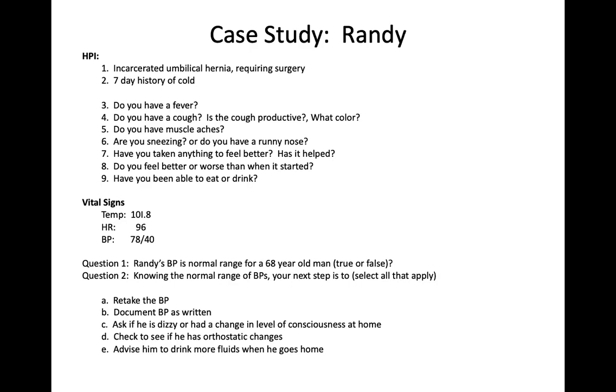Okay, so question 1, what blood pressure is a normal range for a 68-year-old man? Oh, I should say, Randy's blood pressure is normal range for a 68-year-old man. Was that true or false? False. It's false, right. His blood pressure is way low, and it's a scary low, okay? And his heart rate has gone up. So he's trying to adjust his cardiac output because his blood pressure is so low, okay? I'm sorry, his blood pressure was 78/40. All right, now, knowing the normal range of blood pressures, what's your next step for Randy? And I want you to select all of the things that apply.